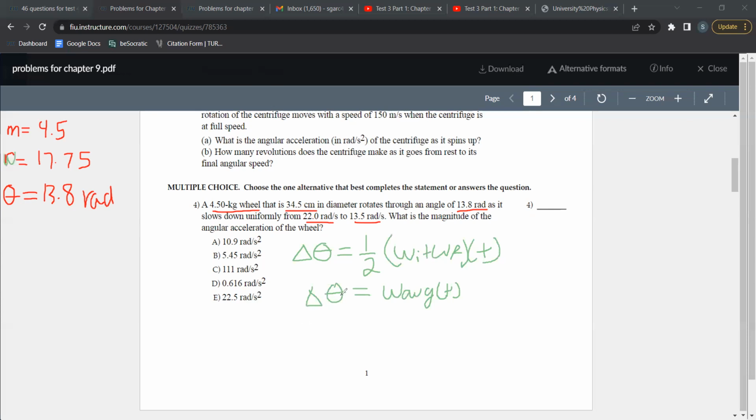So we already have this being 13.8 equaling 17.75 times t. And now we can find the time. Once we move those over and divide, our time is going to equal 0.777. Now that we have that, we can set up a different formula. So just looking through my notes here to make sure I have everything.